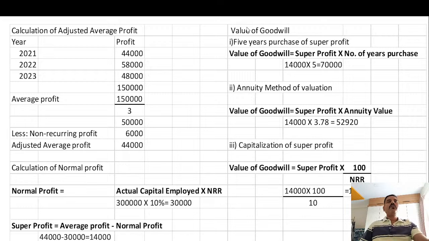Then value of goodwill. As per the first method, 5 years purchase of super profit. Value of goodwill equals super profit into number of years purchase. So 5 years is given, 14,000 into 5, that is 70,000 is the value of goodwill.